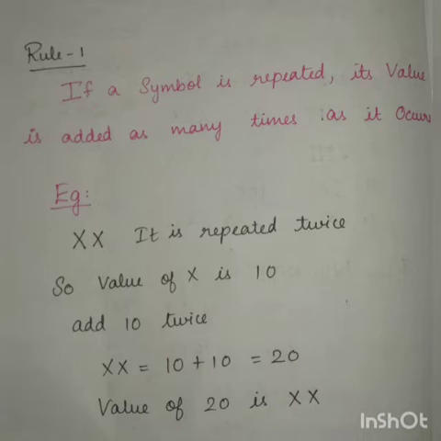Example is XX. X is repeated 2 times. So if it is repeated, you have to add that symbol's value as many times as it is repeated. What is the value of X? 10. So you have to add that 10 two times because X is repeated 2 times. So XX is 10 plus 10, 20. So 20 is the Hindu-Arabic numeral for XX. If a symbol is repeated, you will add that symbol as many times as it is repeated. That is rule 1.